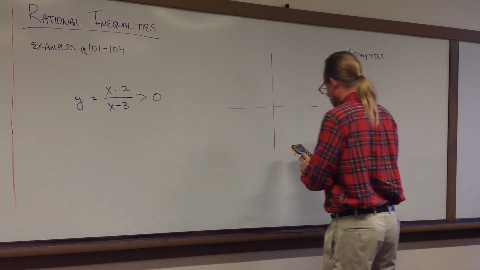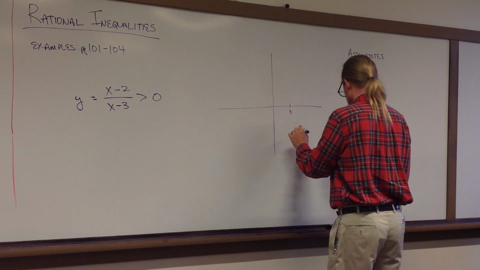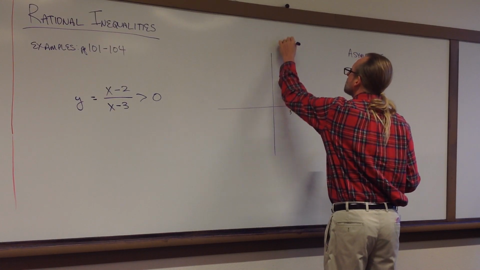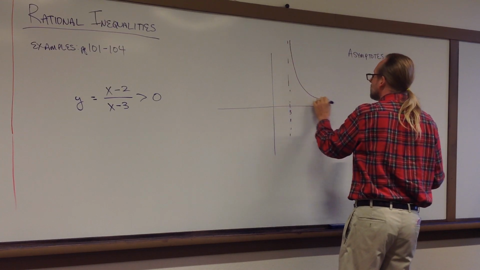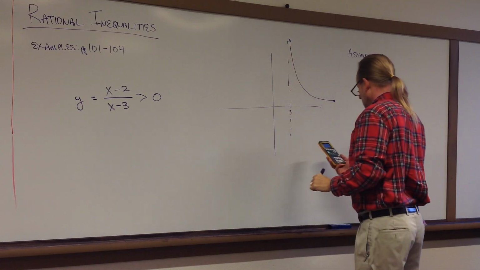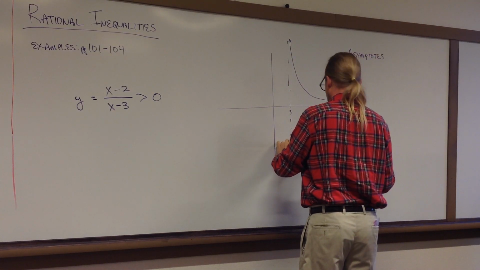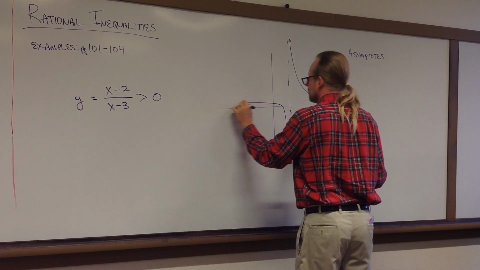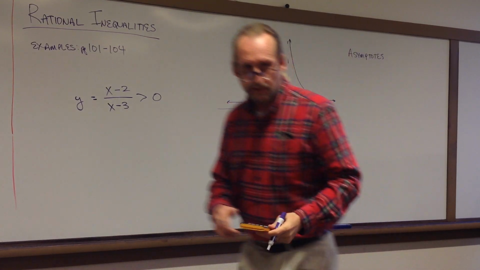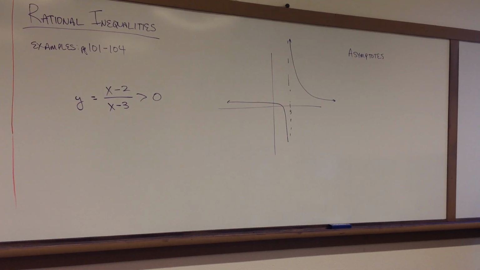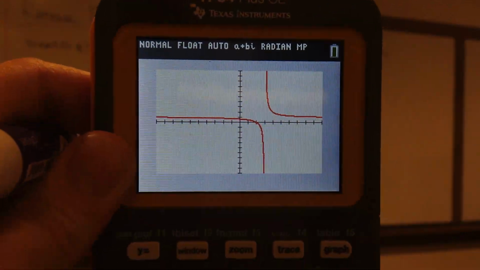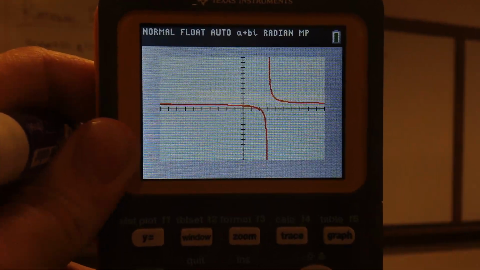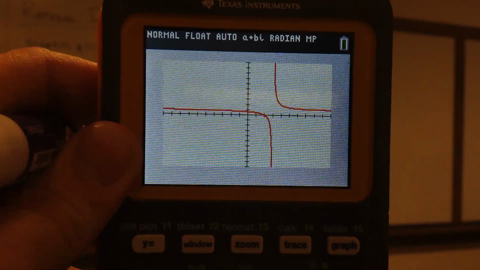We've still got the asymptote where x is equal to 3. Okay? So I'll put a dotted line in there. And then we've got something that looks like this. And then something that looks like this. Okay? And let me show you what it looks like on the calculator. So there it is on the calculator. You can see there's that gap where x is equal to 3. And then we're also seeing a root at x equals 2.